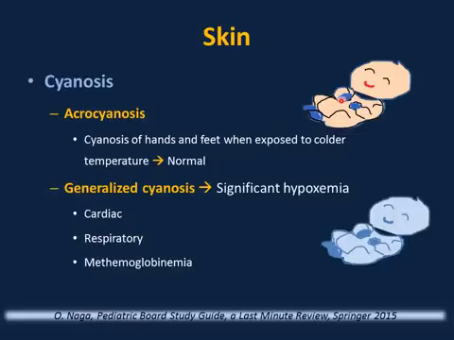It is common to see blue hands and feet in newborn and young infants when they are exposed to colder temperature. This is normal and benign, well known as acrocyanosis, and requires reassurance. But if you see generalized cyanosis or central cyanosis, blue lips, gums and tongue, this is indicative of significant hypoxemia. This is serious. This can be associated with cardiac, respiratory or methemoglobinemia. Acrocyanosis is benign, generalized or central cyanosis is serious.